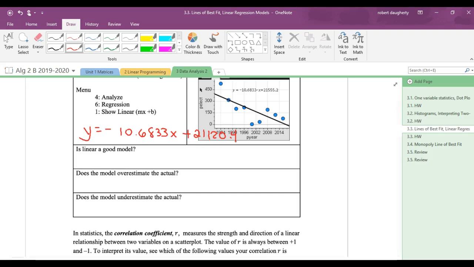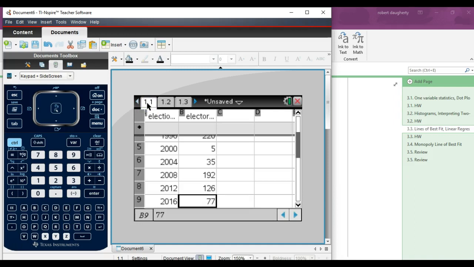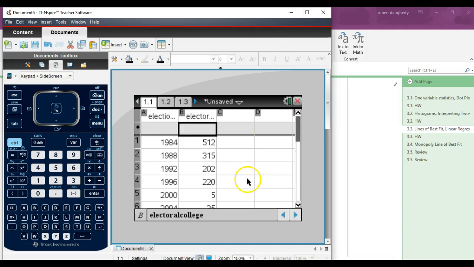Okay, let's look back at our data set and let's just confirm. If I look at my data set, did I write one wrong? Which one? 84, 88.